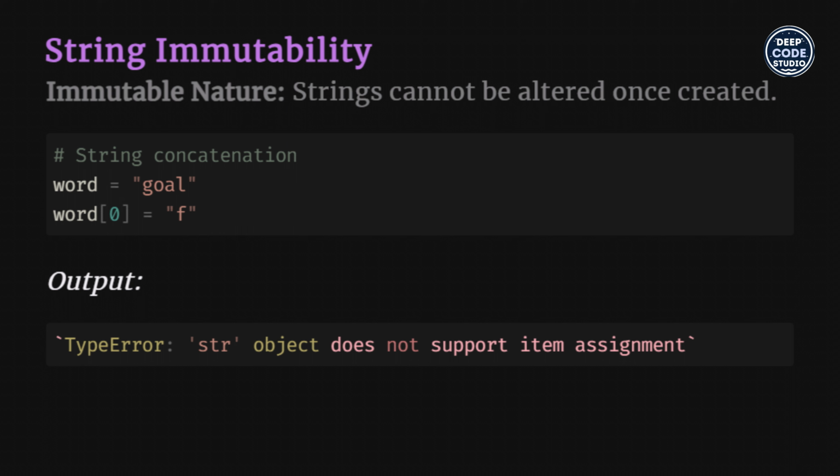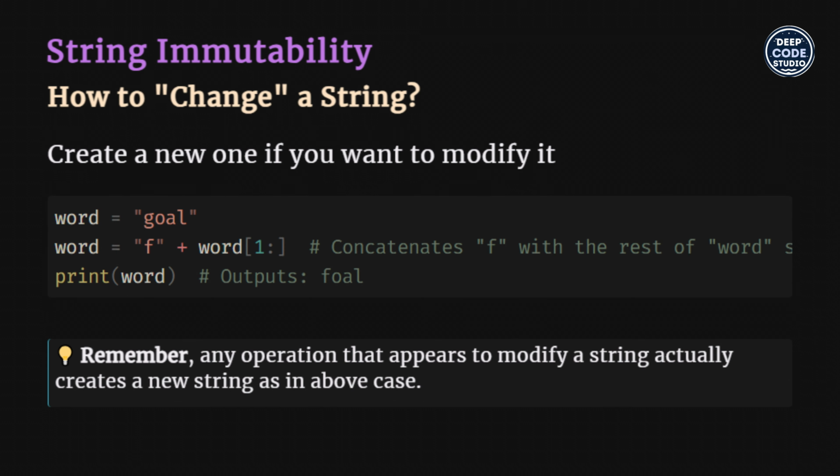So how to change a string? You might be getting this idea. Since you can't directly change a string, you must create a new one if you want to modify the existing string. For example, to change goal to fall, you specify that my word is goal, and then word is equal to first character f, and then I am specifying a slice, means access the string from index 1 or second character till the end. Actually, this is a concatenation. And when I print the word, now it will print fall instead of goal.